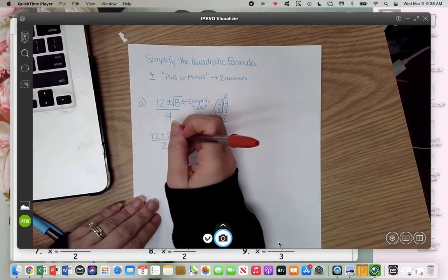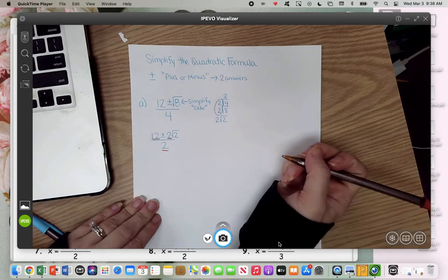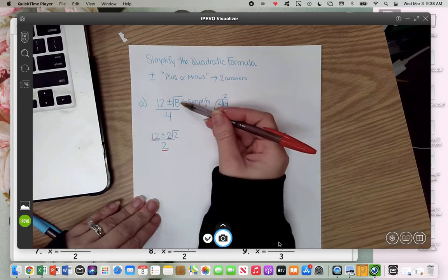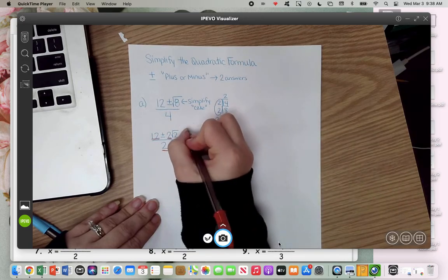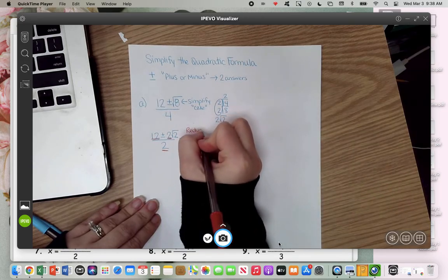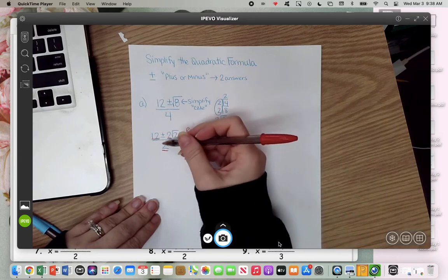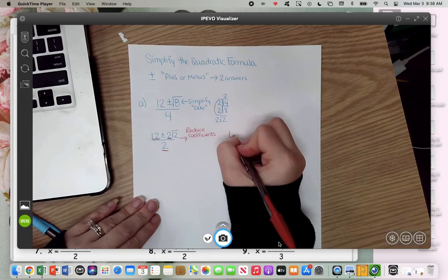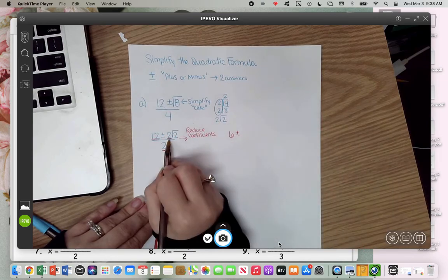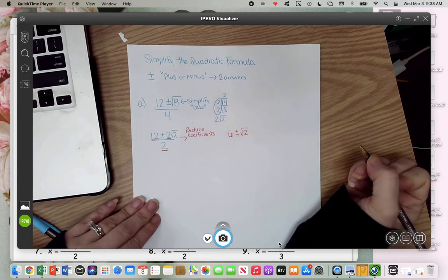we can reduce if you can reduce all 3. We simplified the radical here, so we don't have to simplify the radical the second time. We reduce the coefficients. And in this case, we can reduce 12, 2, and 2. We're going to divide them all by 2. So 12 divided by 2 is 6. 2 divided by 2 would just be 1. You can put it in front of that radical or not.